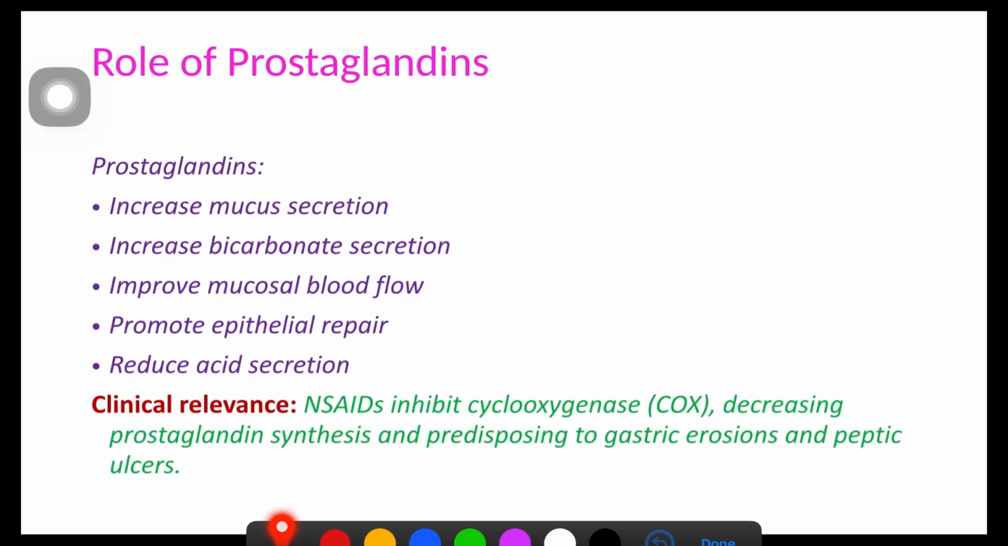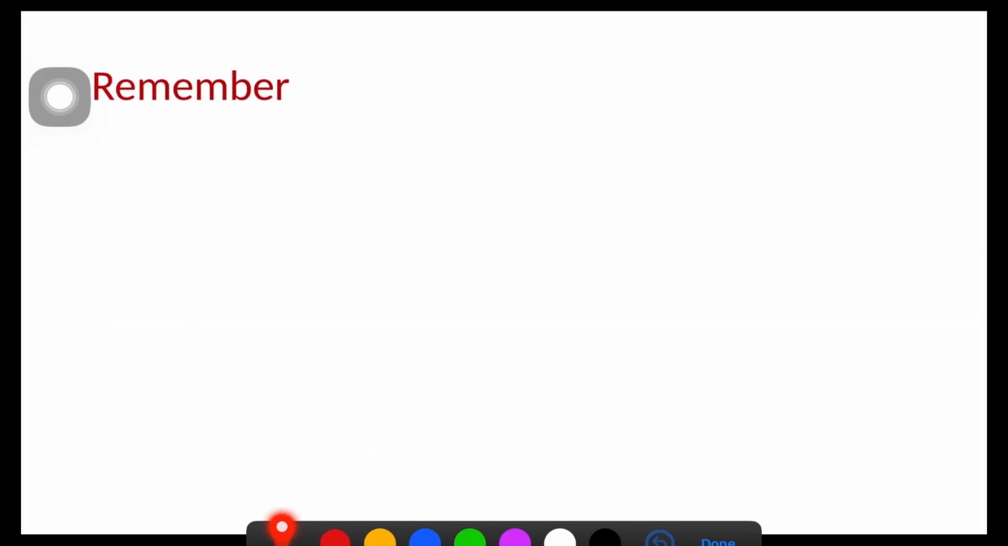So what is the clinical relevance? Whenever we prescribe NSAIDs, they inhibit cyclooxygenase and lead to decreased prostaglandin synthesis, which leads to gastric erosion and peptic ulcer. So NSAIDs act on prostaglandin synthesis.